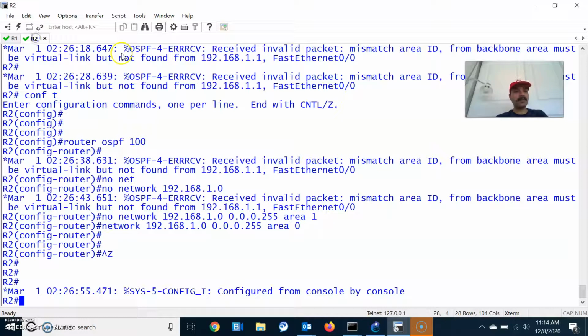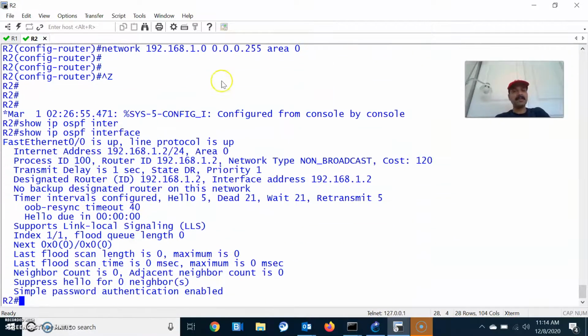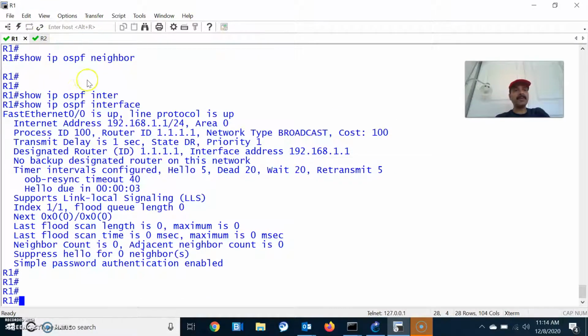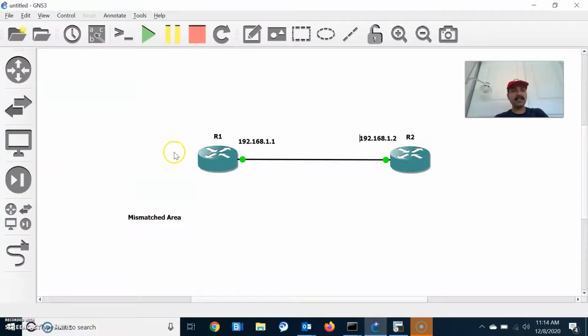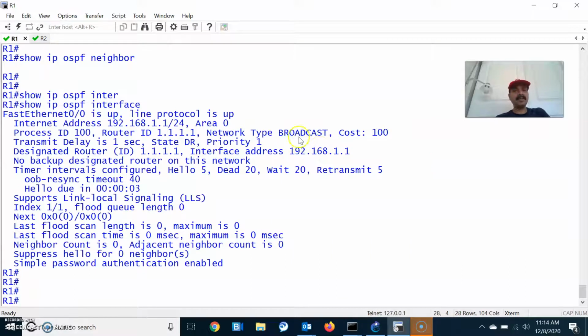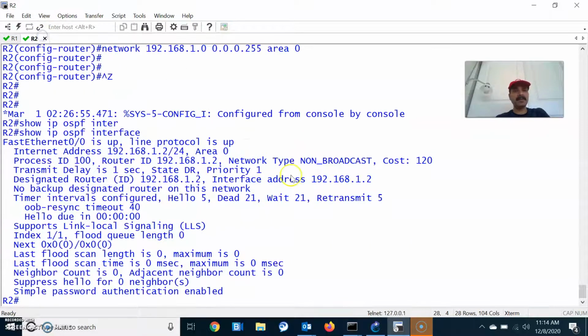So let us go to R2. Show IP OSPF interface. So here the network type we are seeing is non-broadcast, right? So both should support the same network type. So first we have seen the mismatched area that we have fixed, and second, this is in a broadcast type and this is in a non-broadcast type. So both should support the same network type. So how can we fix it?